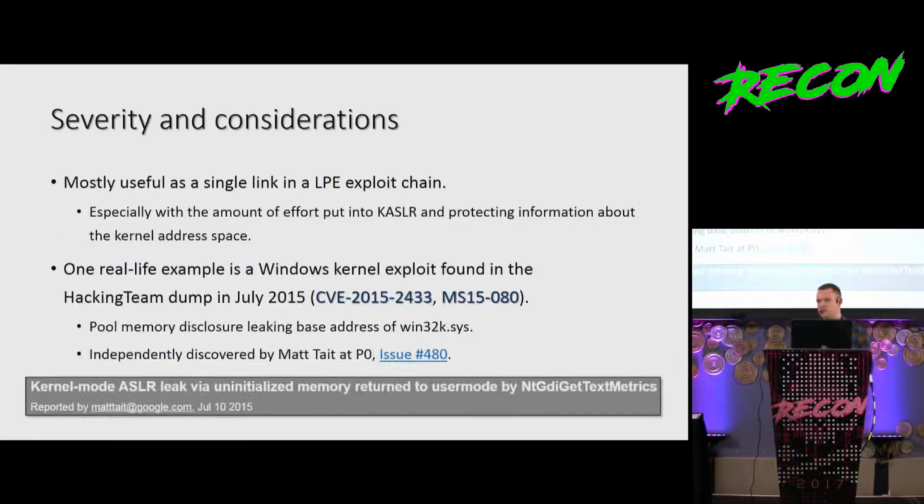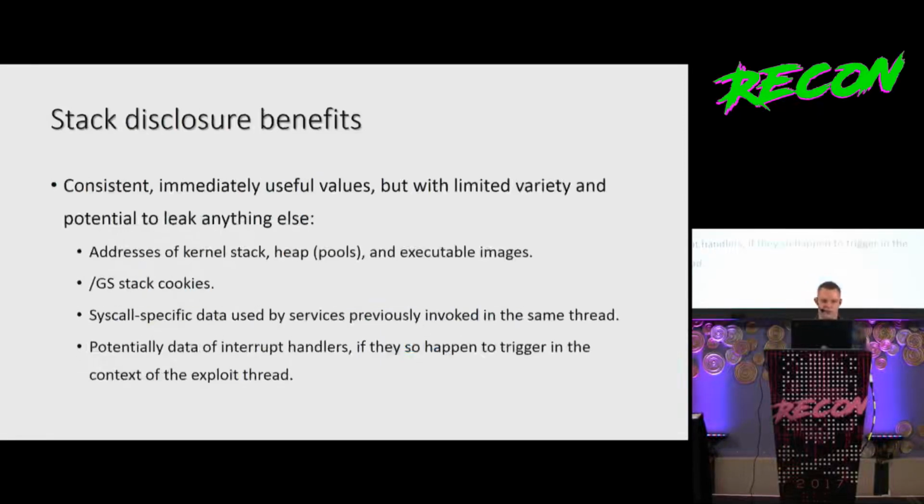I think that these bugs are mostly useful as a single link in a local privilege escalation exploit chain, especially nowadays, given that Microsoft, and Linux too, invest so much time and effort into KASLR and it being effective. One real-life example of this kind of issue being used in an LPE chain was in a Hacking Team dump in July 2012. They used a pool memory disclosure to leak the base address of win32k.sys. It turned out that another member of Project Zero also found this bug and collided. Here you can see the title in our Project Zero bug tracker.